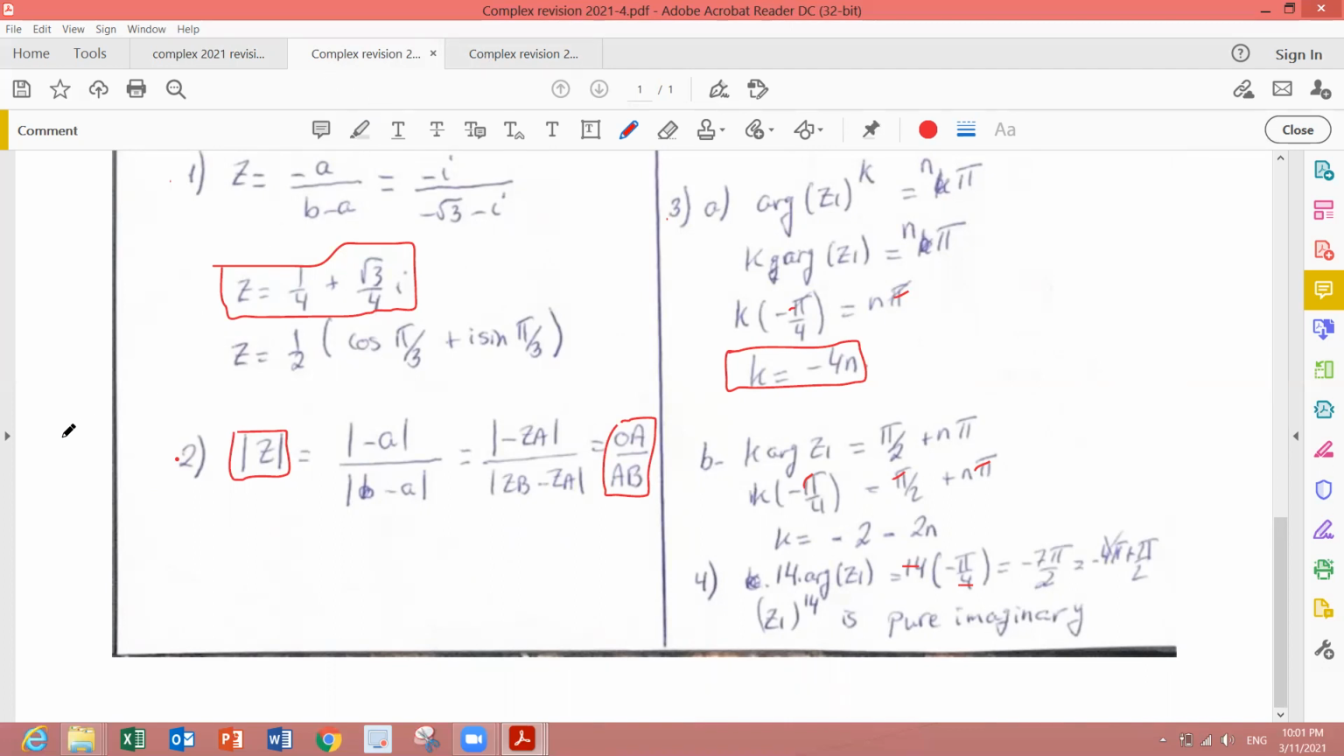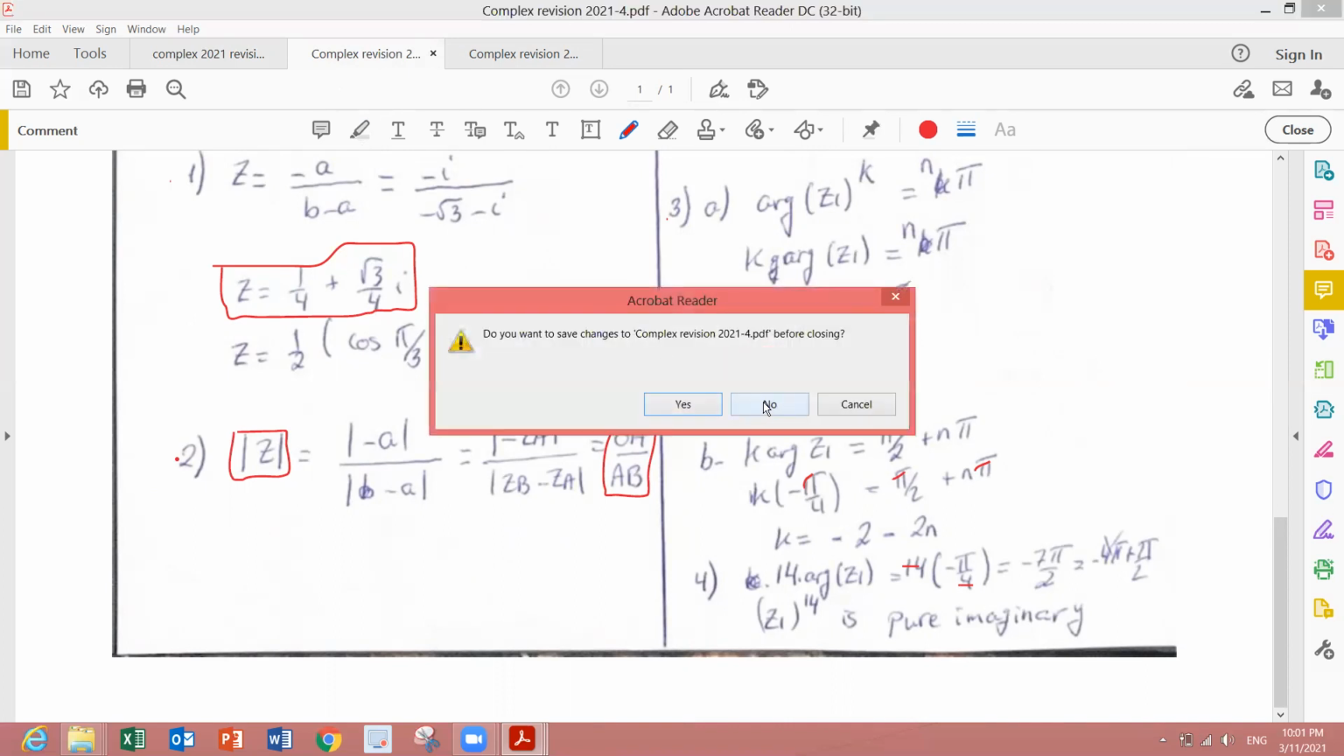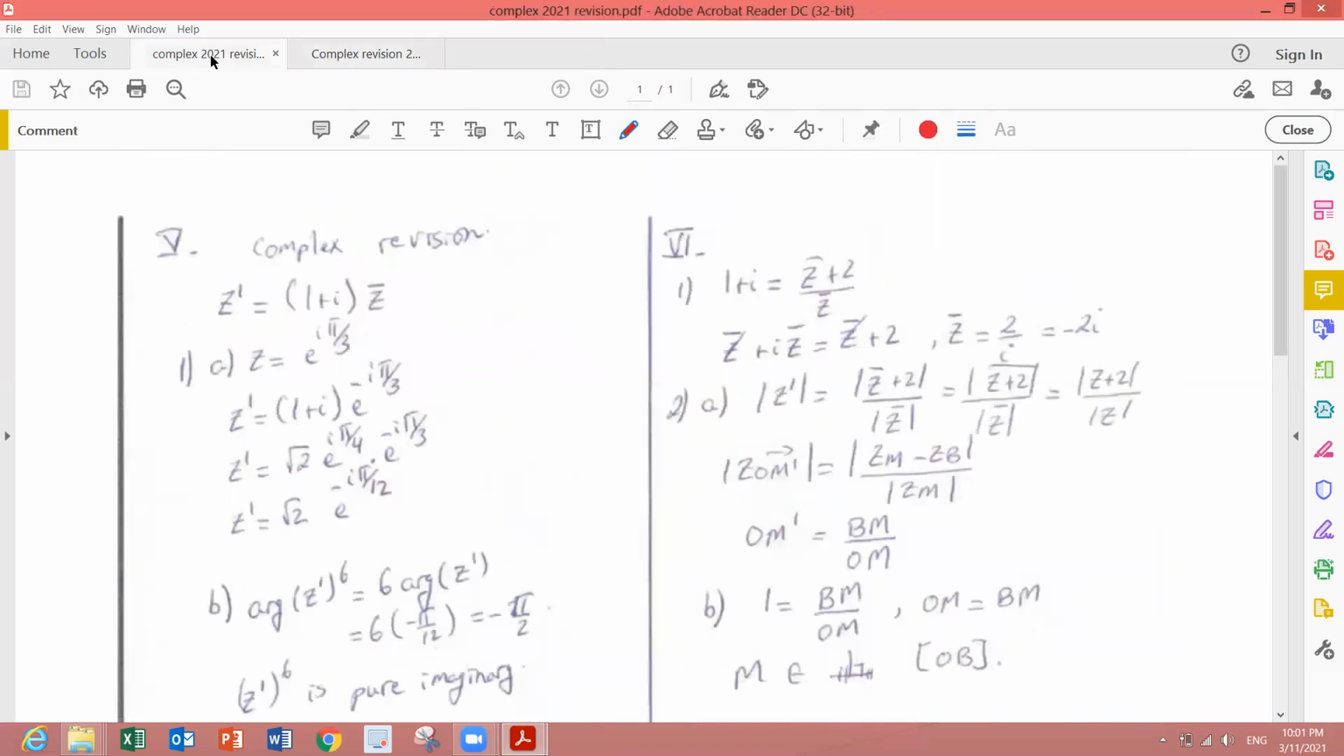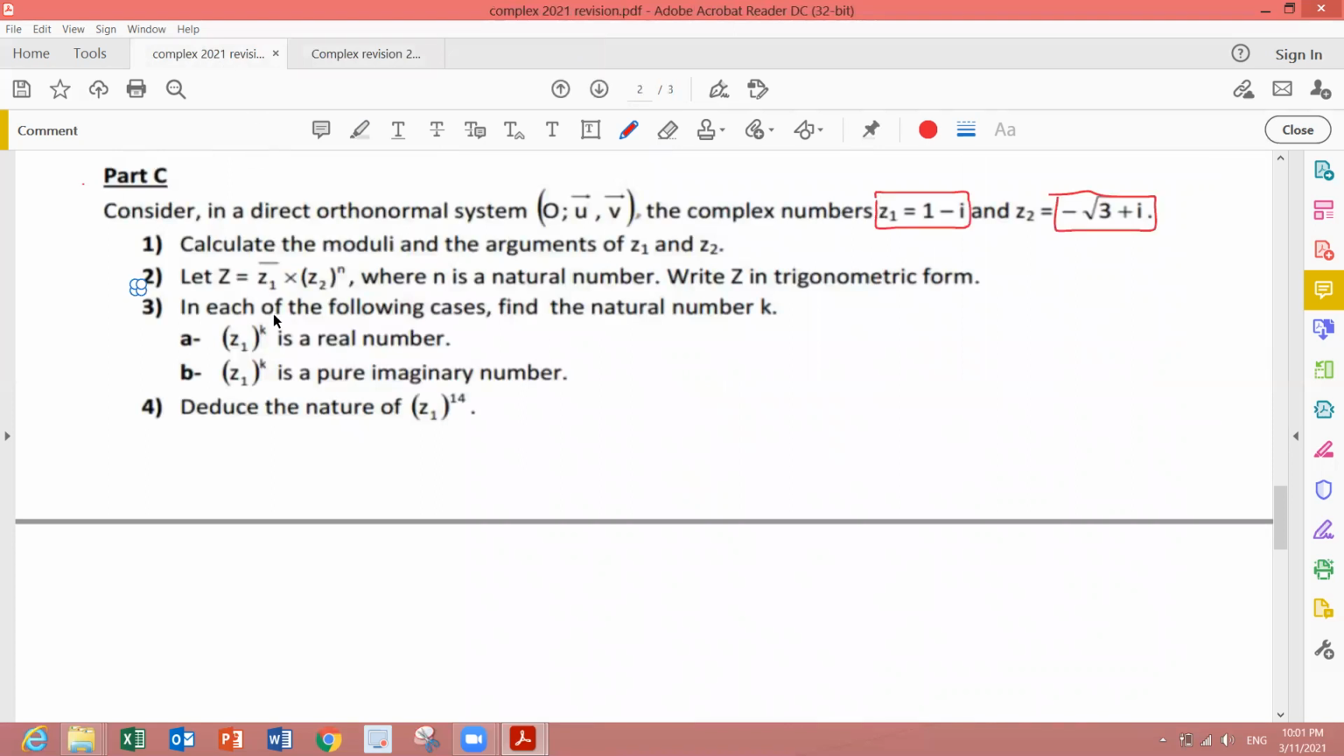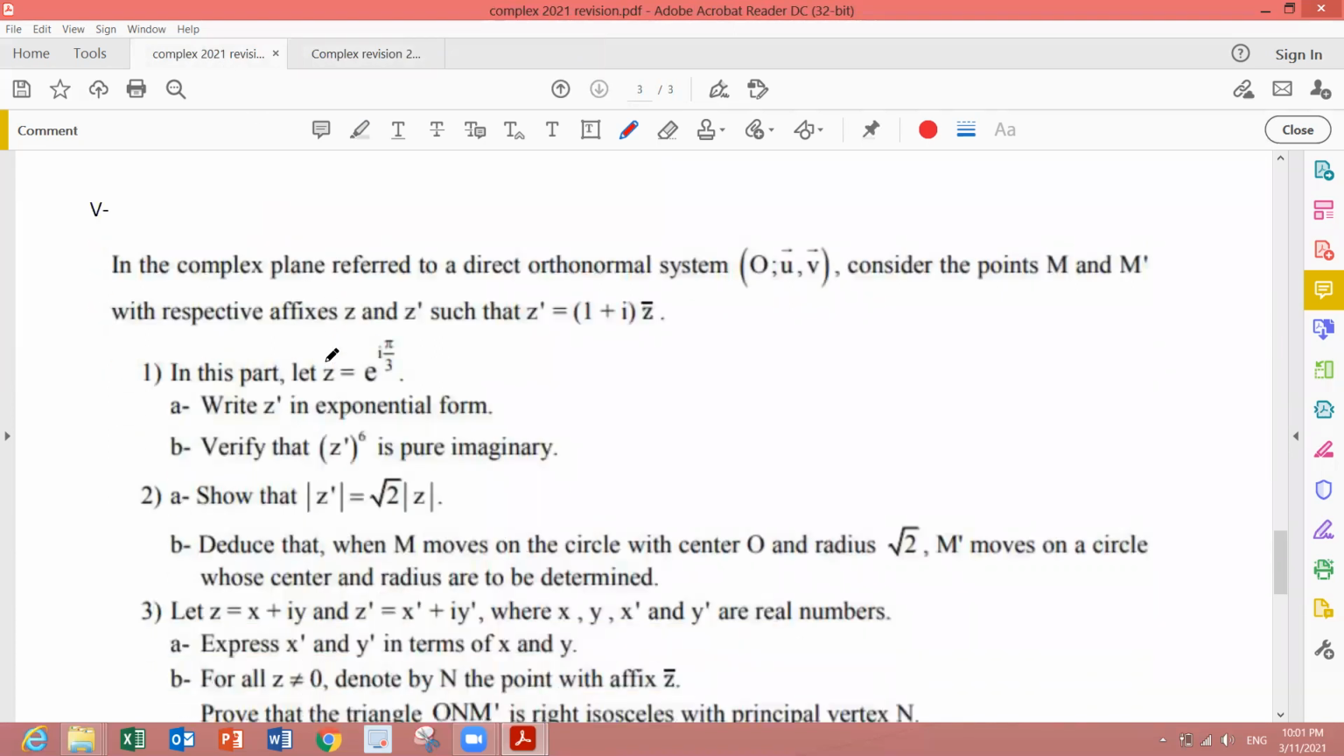This is all about exercise 4. Now we start with another exercise. Exercise 5.